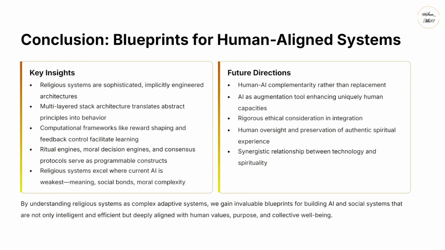The takeaway for AI, we also talked about some of those. The takeaway is not that AI should replace religion or replicate belief, but that there is a deep wisdom in these systems. We should pursue human-AI complementary design that can help to augment both AI and human capabilities, and which requires rigorous ethical consideration, especially in sensitive areas like spiritual guidance, where human oversight or authenticity must be preserved.